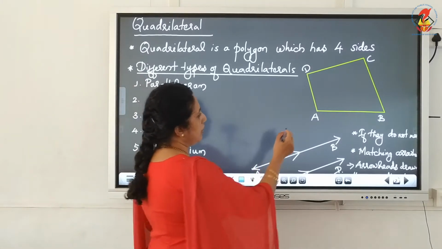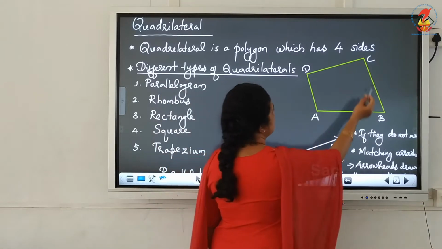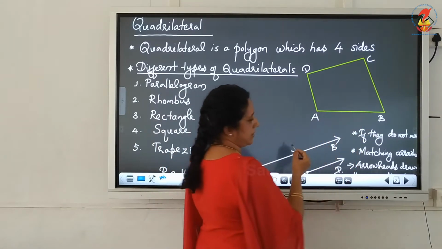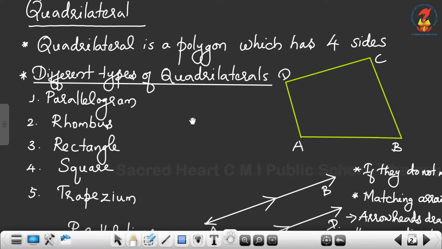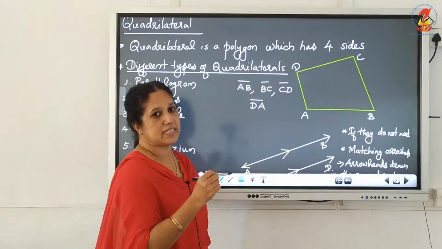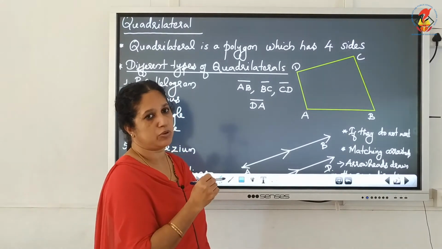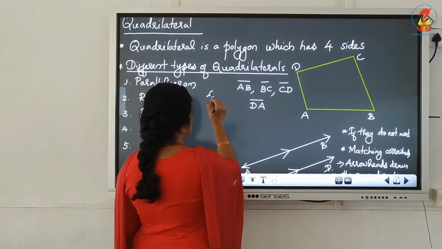And here look at that quadrilateral ABCD. This quadrilateral ABCD is made up of 4 line segments. Which are the 4 line segments? Line segment AB, line segment BC, line segment CD and line segment DA. And these 4 line segments form the sides of the quadrilateral. So a quadrilateral has 4 sides.